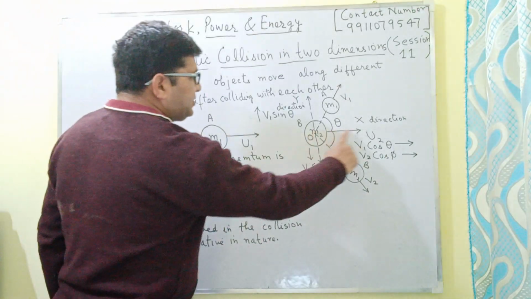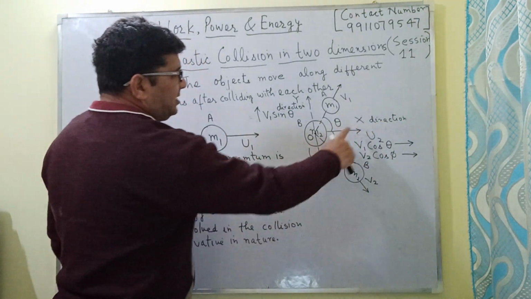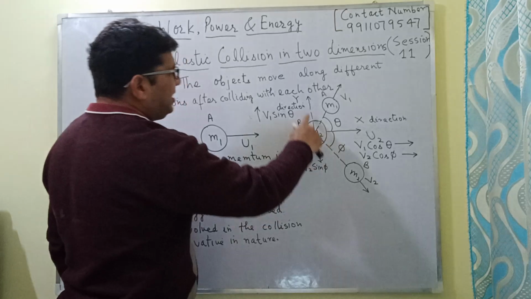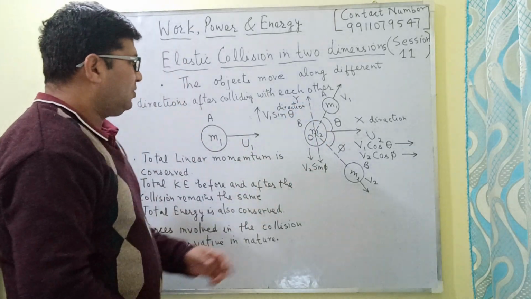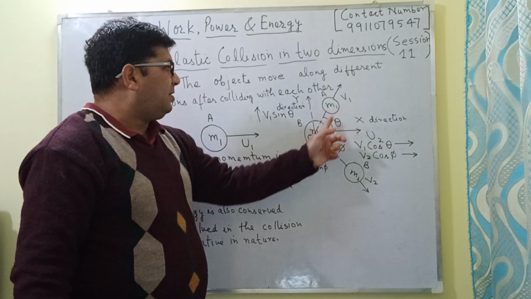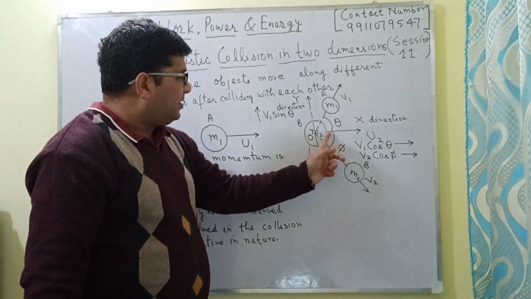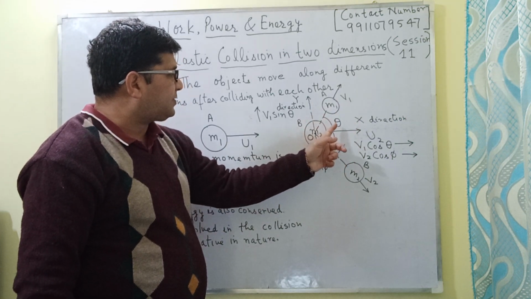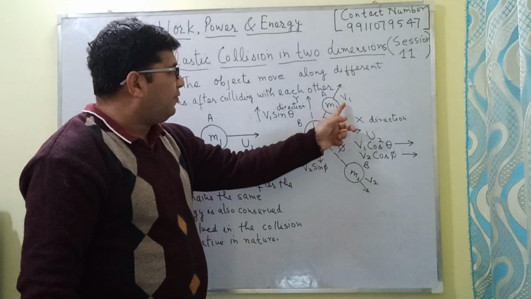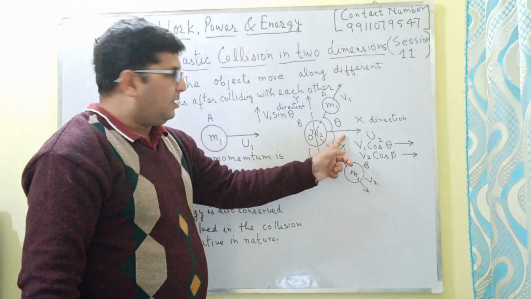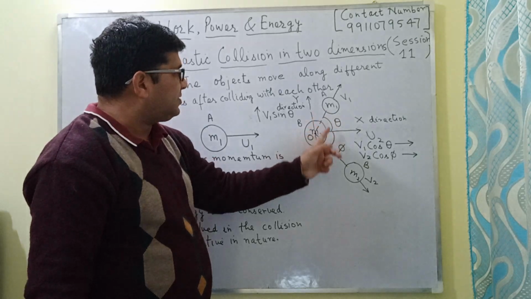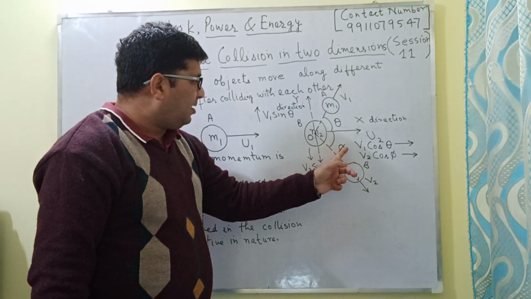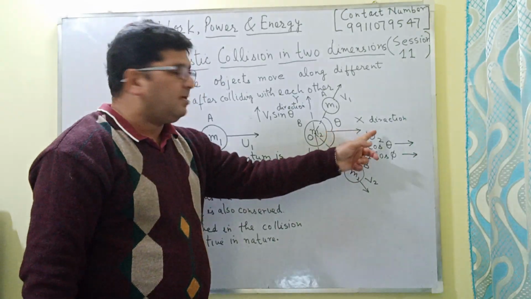I have taken this as the x-axis, or you can say the x direction, and this is the y-axis. Here I have indicated that body A is now moving at an angle theta with the x direction after the collision, and body B is moving with a velocity v2 making an angle phi with the x-axis.